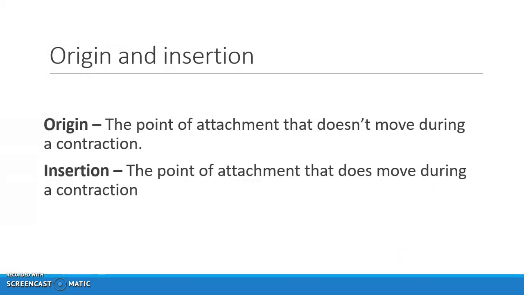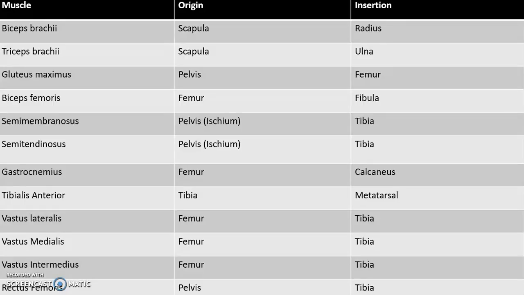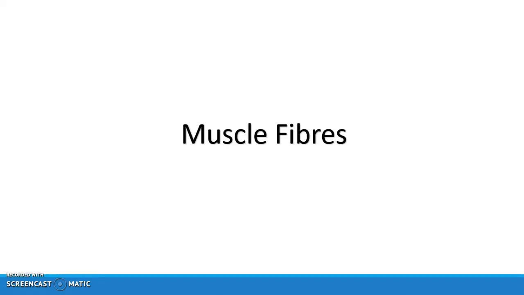Origin and insertion. The origin is the point of attachment that doesn't move during a contraction, and the insertion is the point of attachment that does move during a contraction. Here are examples of origin and insertions. One example is the biceps brachii. The origin is the scapula, and the insertion is the radius.